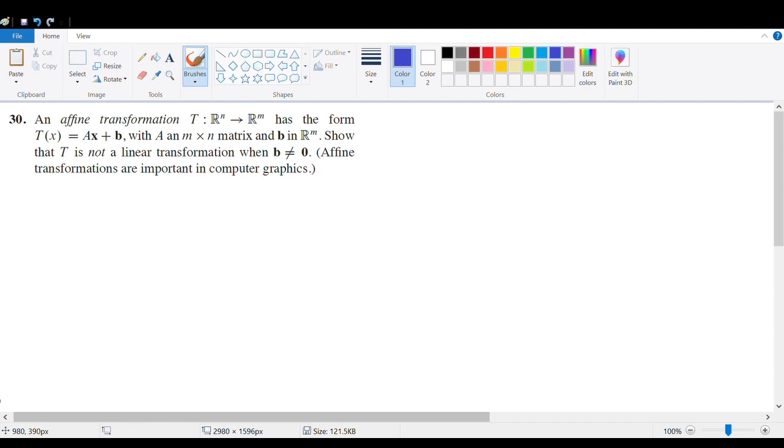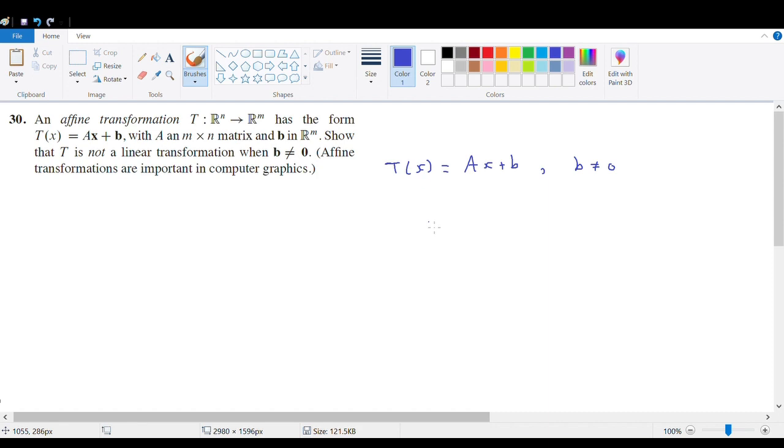In 30, an affine transformation T from Rn to Rm has the form Tx equals Ax plus b, with A an m by n matrix and b in Rm. Show that T is not a linear transformation when b is not equal to 0. Affine transformations are important in computer graphics. So here we have the transformation Tx equals Ax plus b, where b is not equal to 0. We want to show this transformation is not a linear transformation.